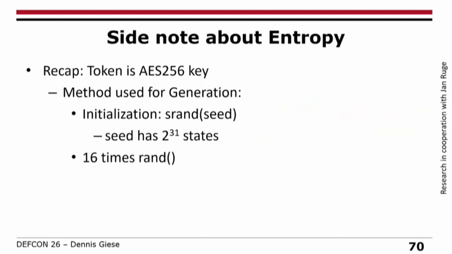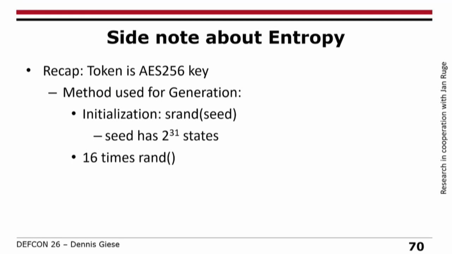There's a small side note of one thing which I noticed last year in cooperation with Jan Ruge. Actually the token is an AES-256 bit key. And the method we use to generate this key is the following. We initialize a C function called srand and give it a seed. That's actually the time which they use there. And the thing about srand is it has only 2^31 states, so maybe not the best idea to create AES keys. And then we just run the rand function 16 times to get every byte of the key.